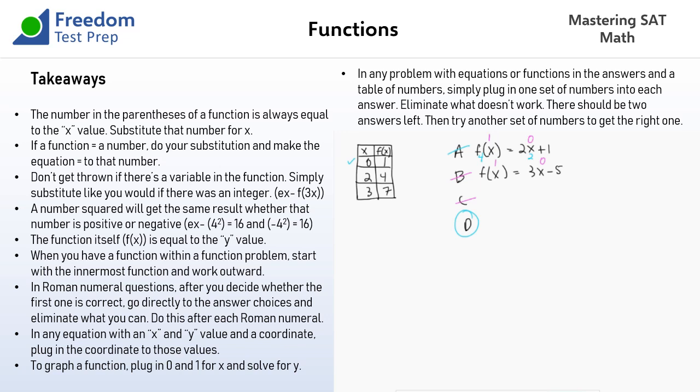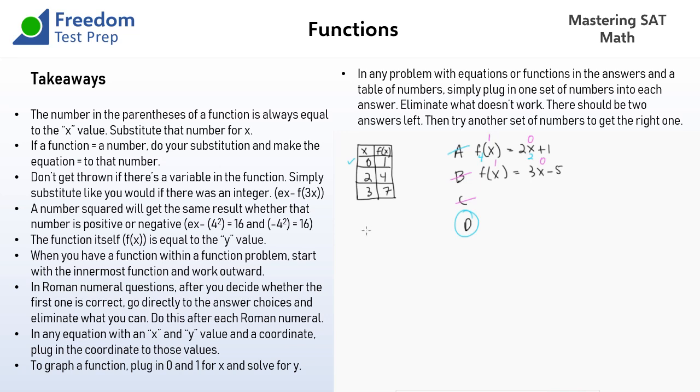Okay, so let's see, is there anything else to discuss here? I think that's it. Let's see, you know what? I think there's one more. Yeah, one more that I want to do for sure.